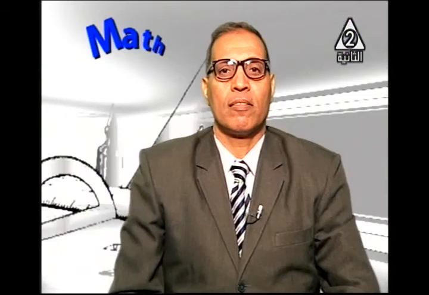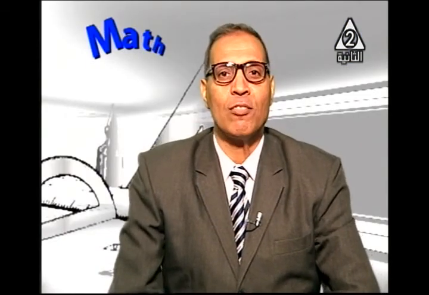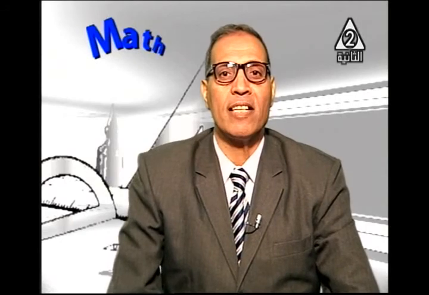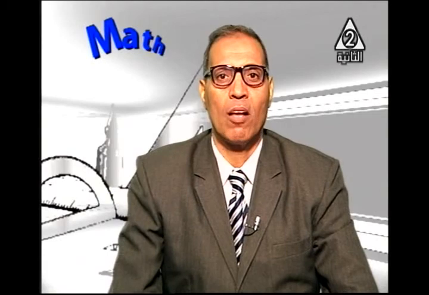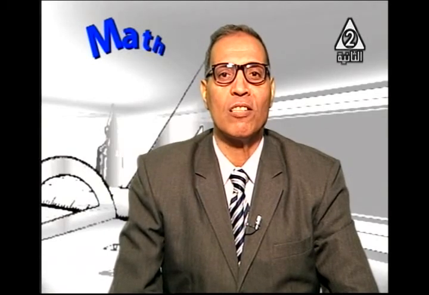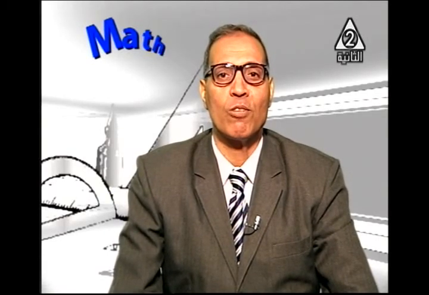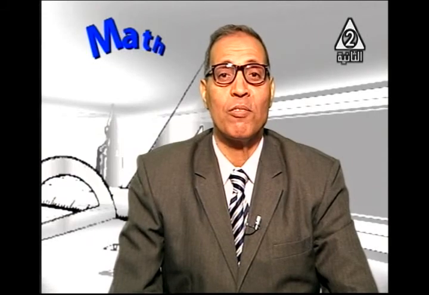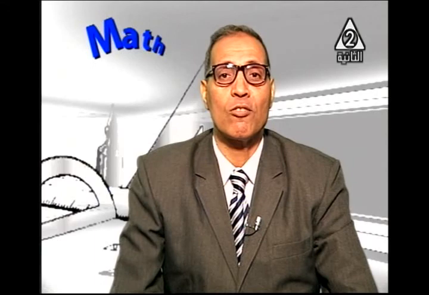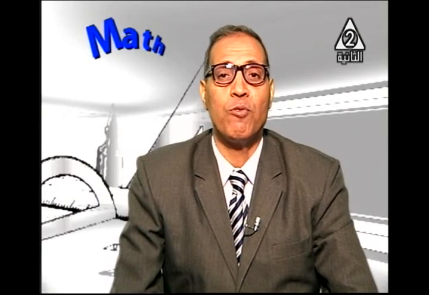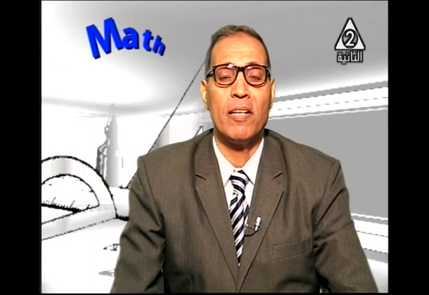Dear student, by the end of the lesson, we find the equation of the tangent and the equation of the normal. What is the difference between the equation of the tangent and the equation of the normal? Remember, dear student, the equation of the tangent is y minus y1 equals dy over dx multiplied by the bracket x minus x1. But the equation of the normal is y minus y1 equals negative 1 over dy by dx multiplied by x minus x1.